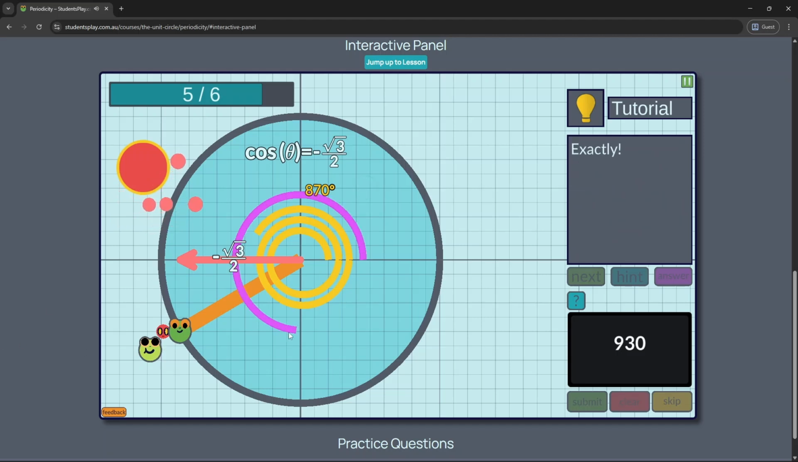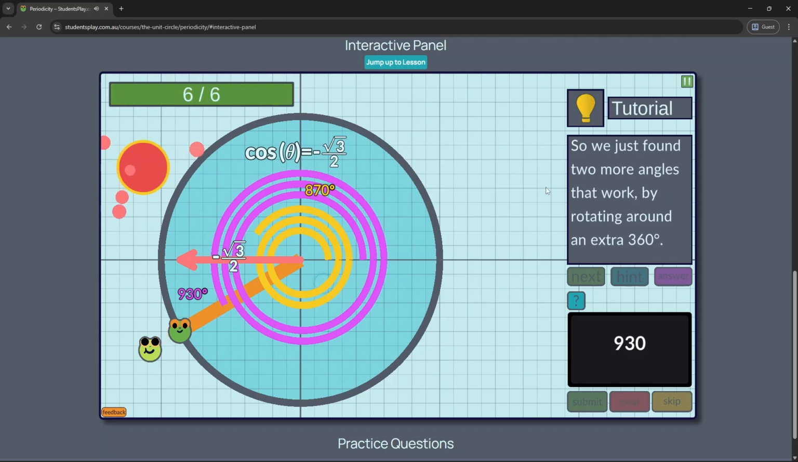The next one is the same thing, but it covers how you can have 30 degrees, but you can also add 360 degrees to that and get another angle that works, so 390 degrees. And then you can also add on to that. It explains the infinite amount of results that you can get.